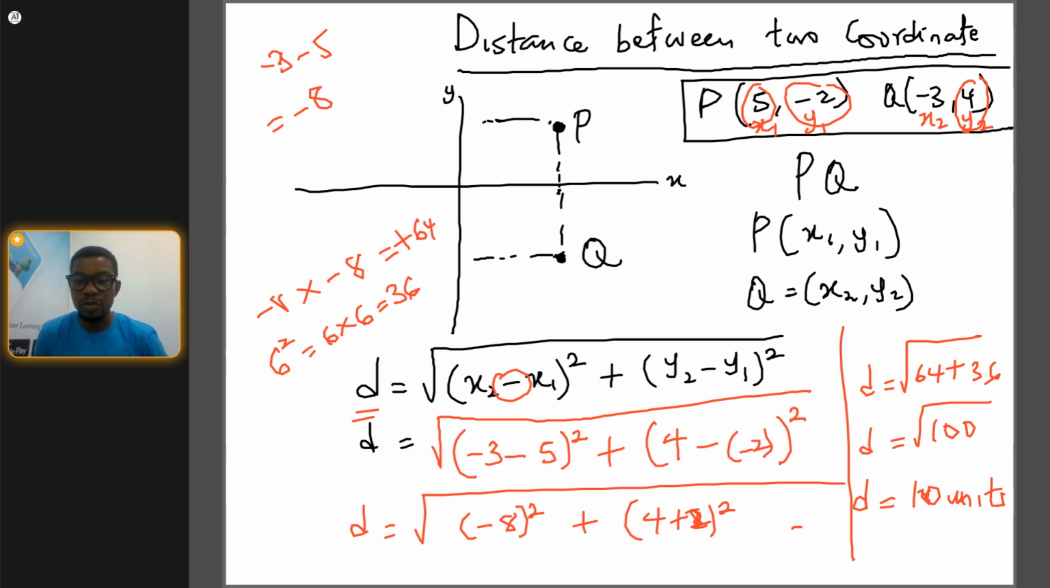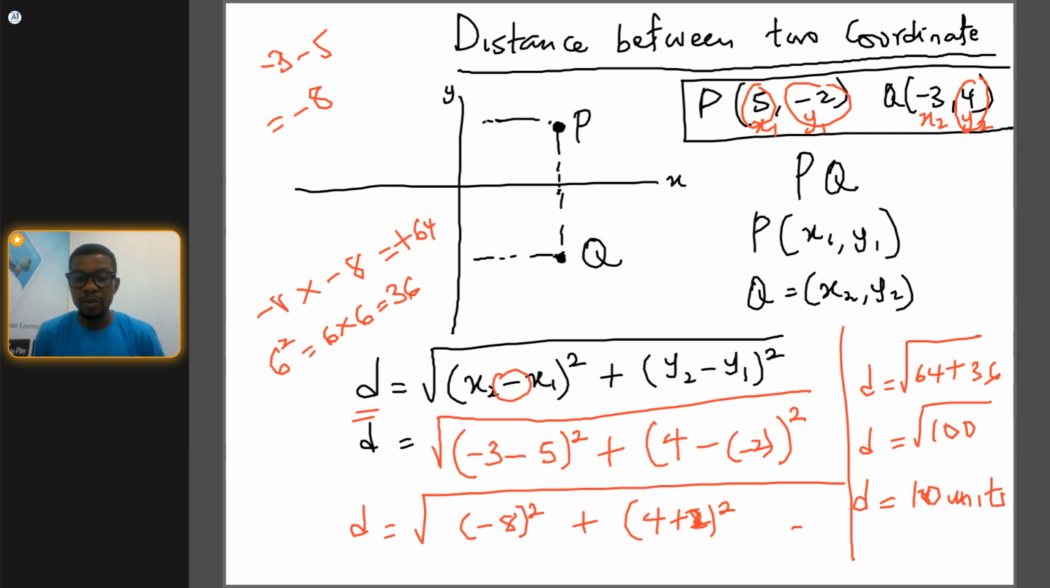Calculating the distance between two given coordinates, I believe we have understood that part. Can we proceed? All right, okay. So please take note of the formula. I'll give you a question on it to solve during the evaluation period. Take note of that formula.